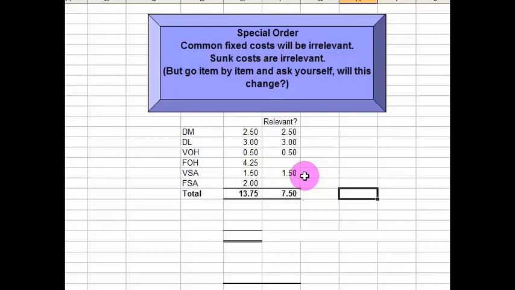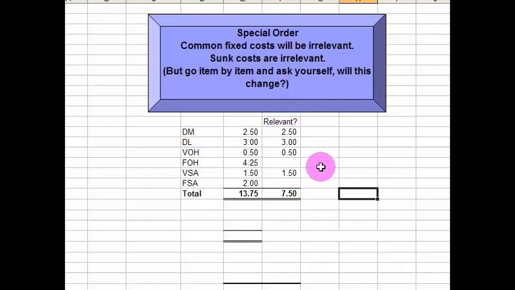We know that the variable cost of production will be there. The variable selling and admin costs, well, that's going to depend on the story in the problem. Maybe that's a commission, and so it may be that on this special order you won't have a commission because the customer contacted the company directly. All of that depends on the facts of the problem. But in general, all of your variable costs are going to be relevant. All of your fixed costs are going to be irrelevant. But remember to read the specific situation in the problem.